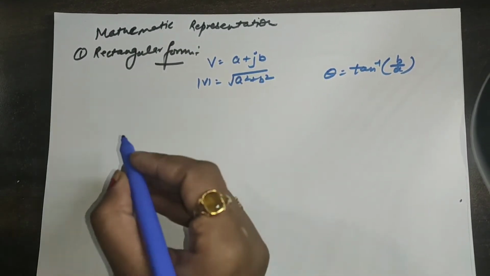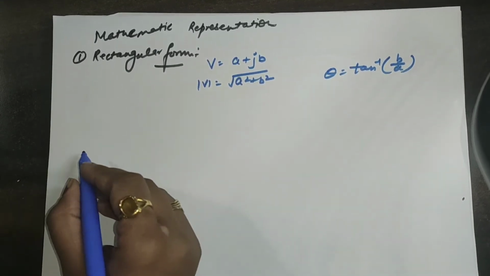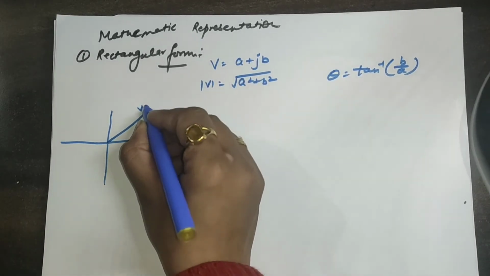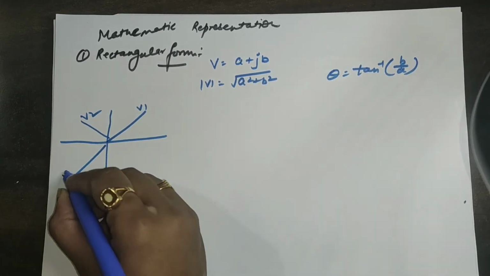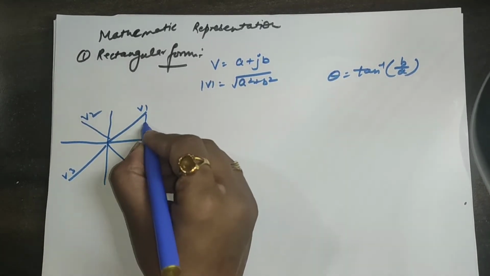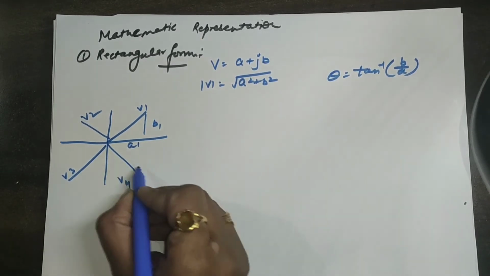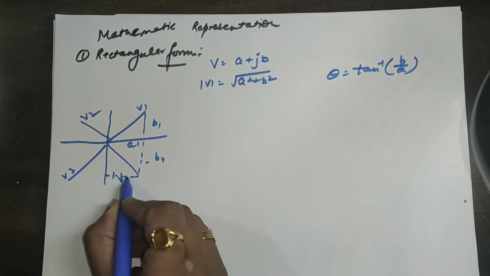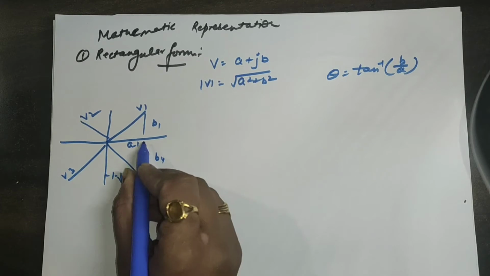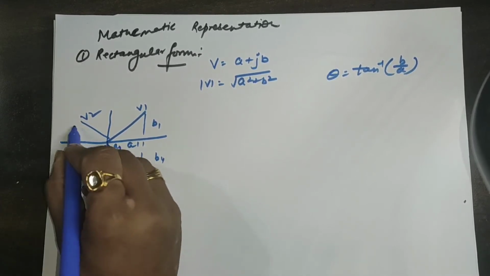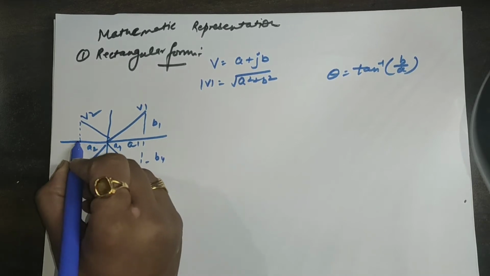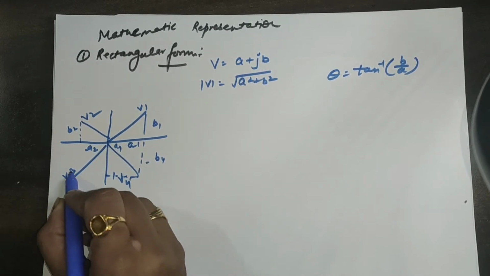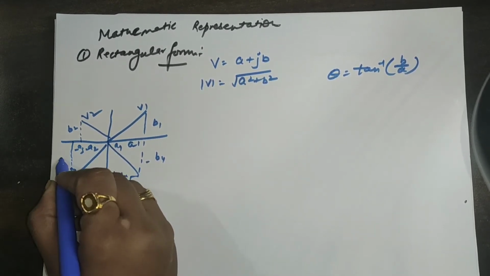Now if there are four phasors, let's suppose this is your V1, this is your V2, this is your V3, this is your V4. So this is your A1, B1, and this is A4 and minus B4. This is A2, negative, and B2. Now this is minus A3 and this is B3.